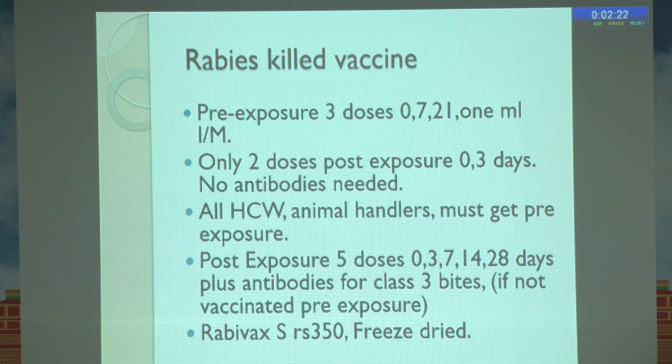Then coming to rabies killed vaccine, all of us should get the vaccine pre-exposure, because once we are going outside, dogs are everywhere and we may be bitten by a dog at any place, and vaccines and antibodies are not available everywhere. So 3 doses are given pre-exposure, and if a dog bites, then after that only 2 doses are required and no antibodies are needed. All doctors should get it. Post-exposure, 5 doses are given plus antibodies if it is a class 3 bite.